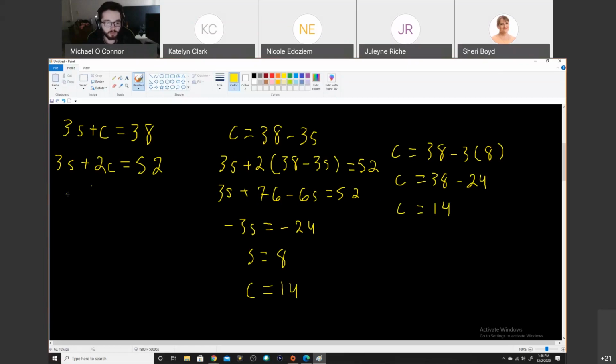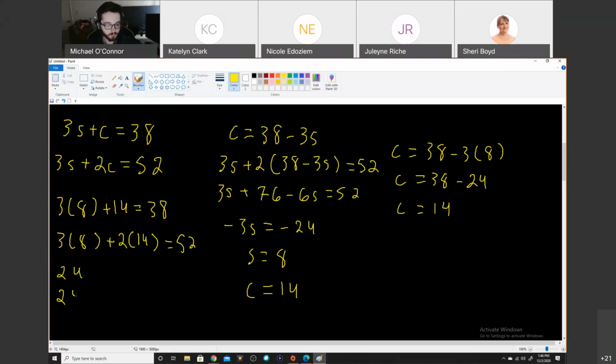If we want to plug it back into our original equations, we get 3 times 8 plus 14 equals 38, and 3 times 8 plus 2 times 14 is equal to 52. 3 times 8 is 24, plus 14 equals 38. And 2 times 14 is 28. 24 plus 14 is 38, and 38 equals 38, so that's good. And then 24 plus 28 is 52, so you get 52 equals 52. That looks good. So good job.